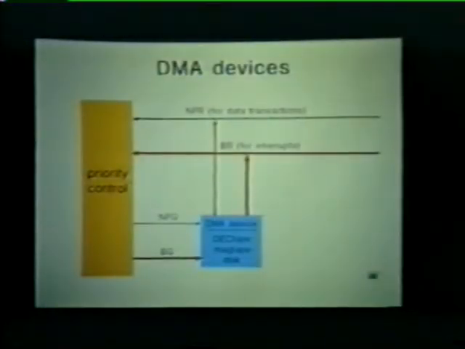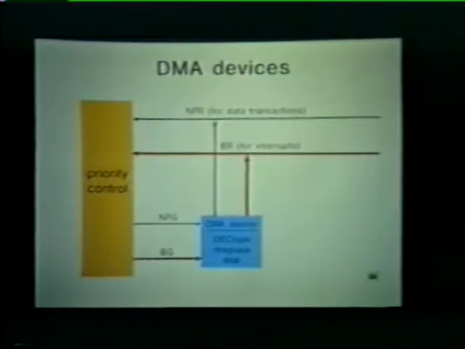A direct memory access, or DMA device, operates at both an NPR and a BR level. The device uses the NPR level to perform data transactions that do not involve the CPU. However, on occasion, the DMA device may also need to interrupt the CPU. Hence, the DMA device also operates at one of the 4 BR levels.